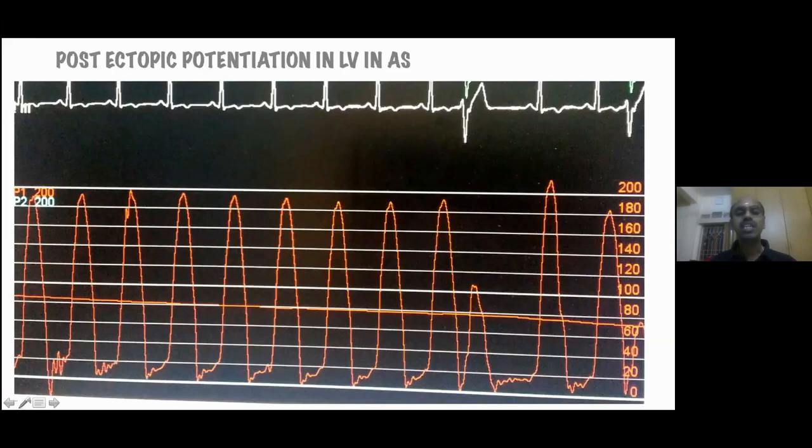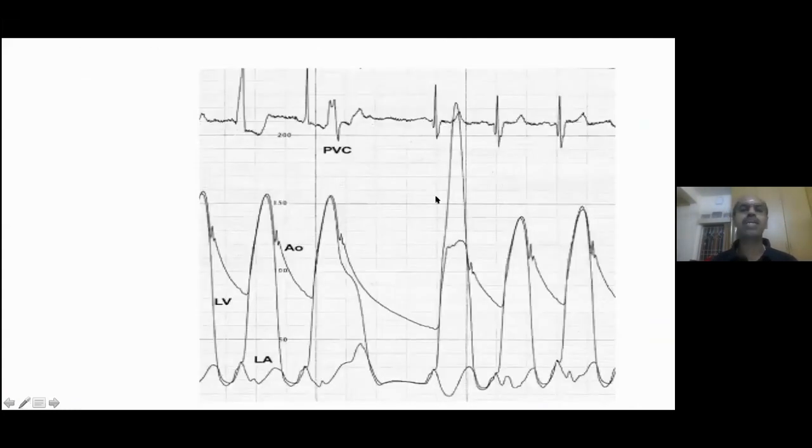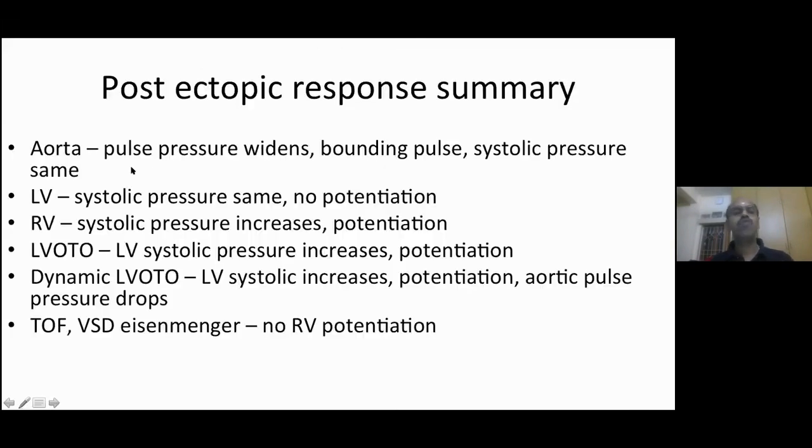Post-ectopic potentiation in the left ventricle happens only when there is aortic stenosis. Aortic stenosis can be fixed or dynamic. So this is post-ectopic potentiation in a hypertrophic cardiomyopathy. This is a characteristic feature of LV outflow tract obstruction.